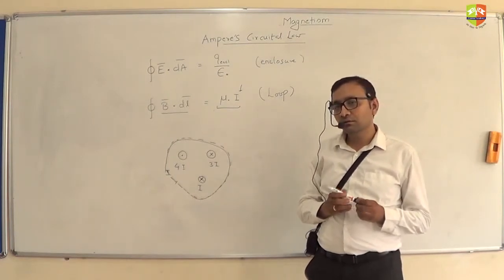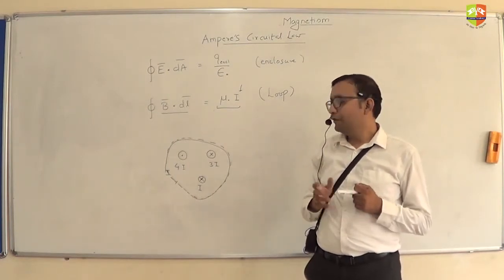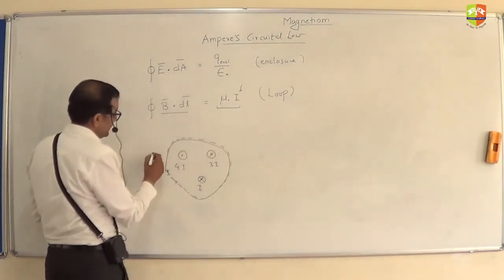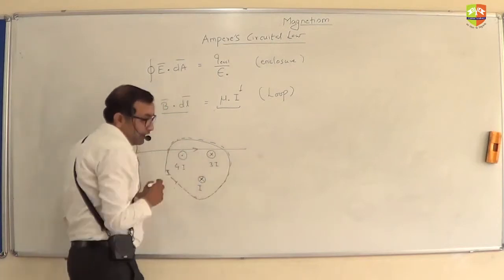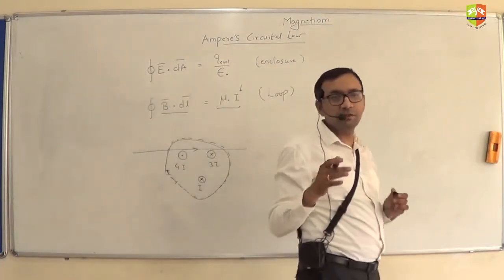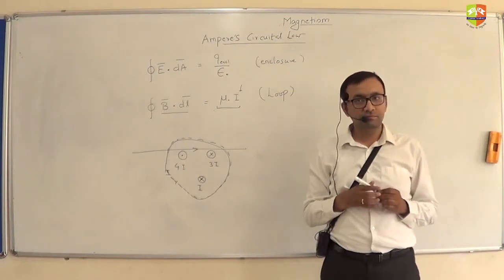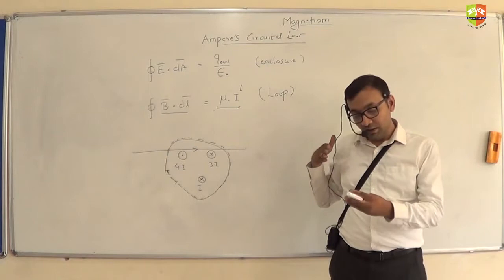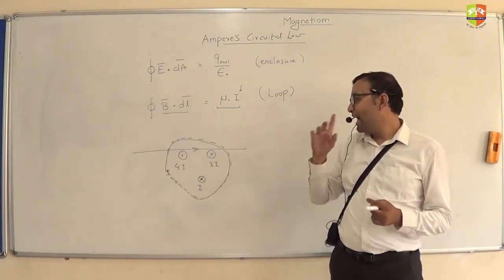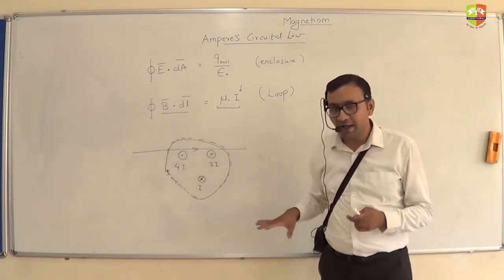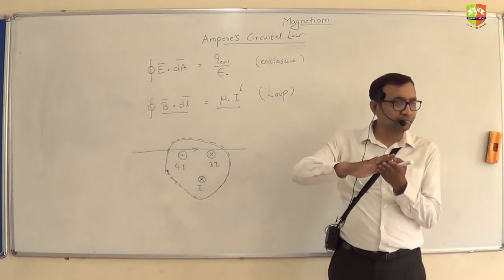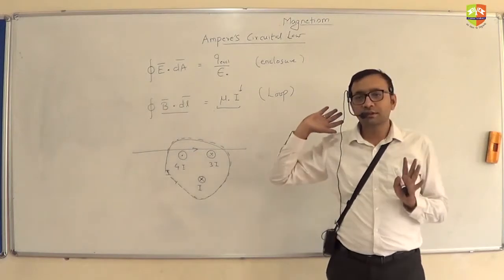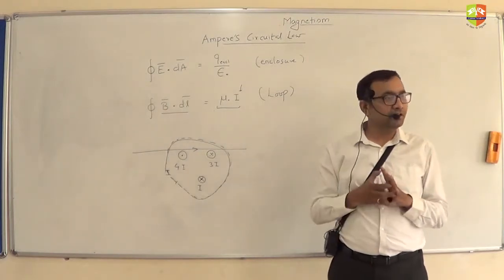Alright? Is current in the same plane? If current is in the same plane as the loop, it doesn't cross the loop. Like, let's say current is like this. It doesn't go in the loop, right? It doesn't pass the loop. Understood? This is not counted. You can imagine as if the loop has a very thin membrane. So current should cut that membrane somehow. That's it.